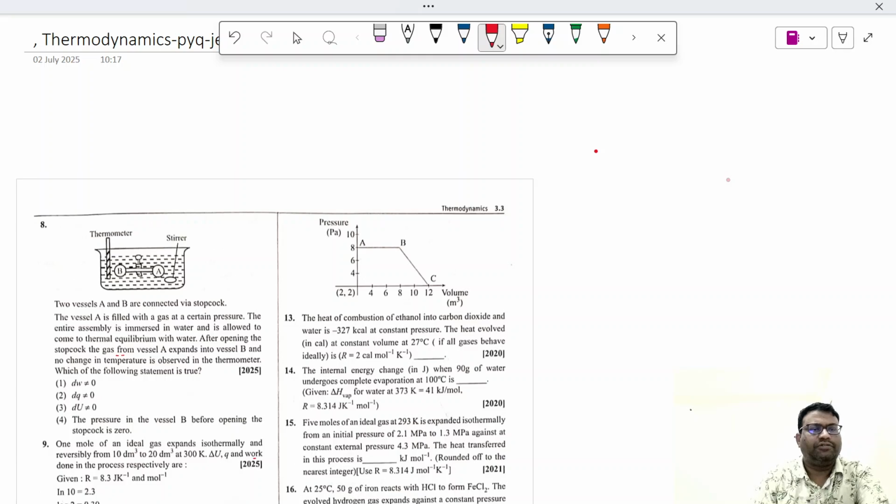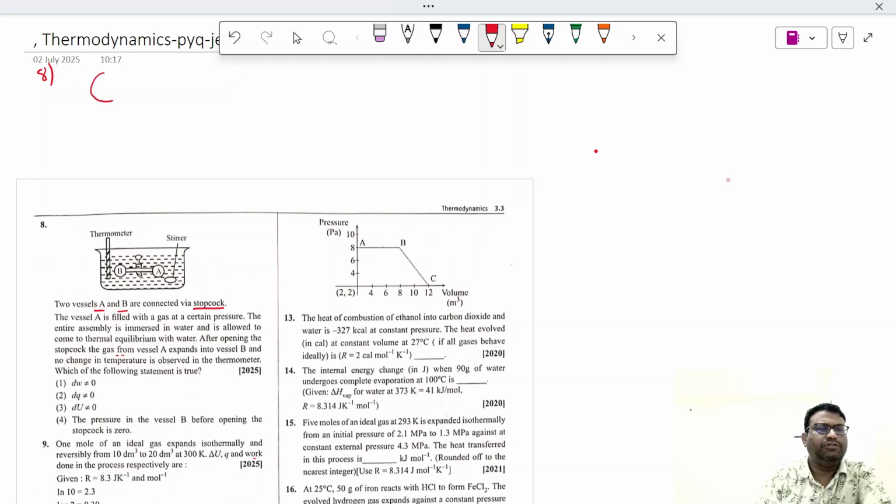In this session, I am going to solve JEE Main PYQ. Let us see question number 8. In question number 8, what is asked? Two vessels A and B are connected via a stopcock. There are two vessels here, it is already shown.